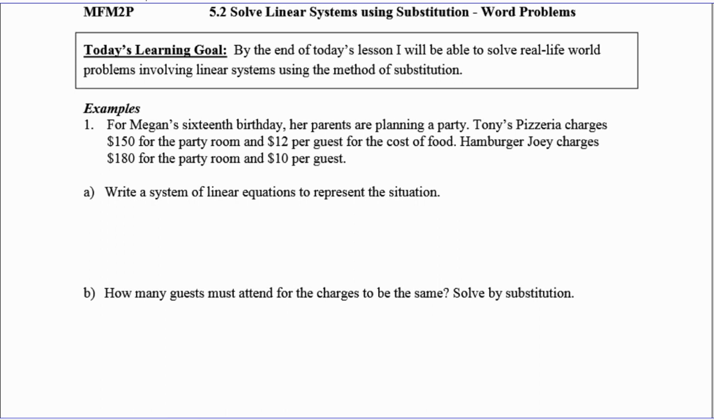Tony's Pizzeria charges $150 to book the party room and $12 per guest. Now, anytime we see per, that reminds us of a slope. And if we know we're paying $150 to book it, that's an initial fee, which we call the b.